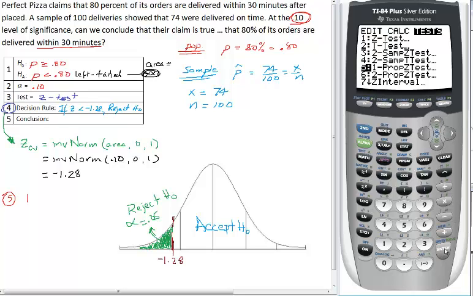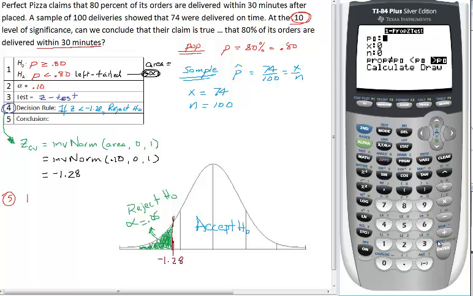Hit enter. Now the first thing it asks you for is the percent of the population, which we're saying is 0.80. Then it's asking you for how many were the successes in the sample. 74. How many were in the sample? How many trials? 100, and it's left-tailed, so I have to hit less than. So enter, make sure that's highlighted, and then calculate. And we get a z value of negative 1.5.